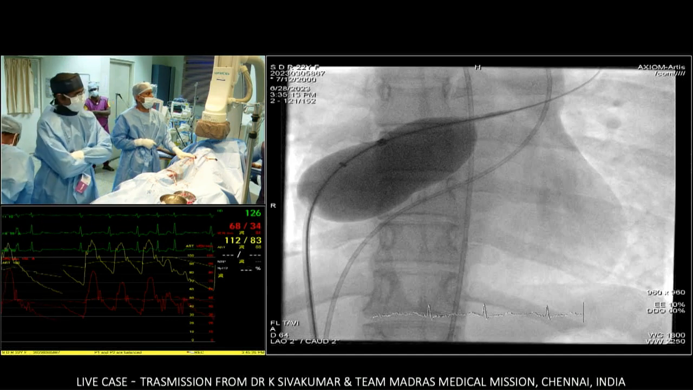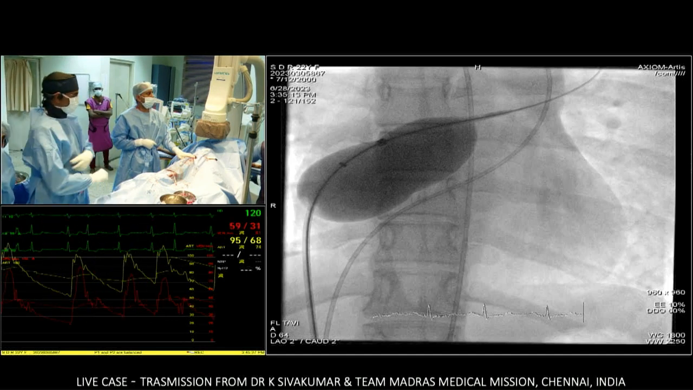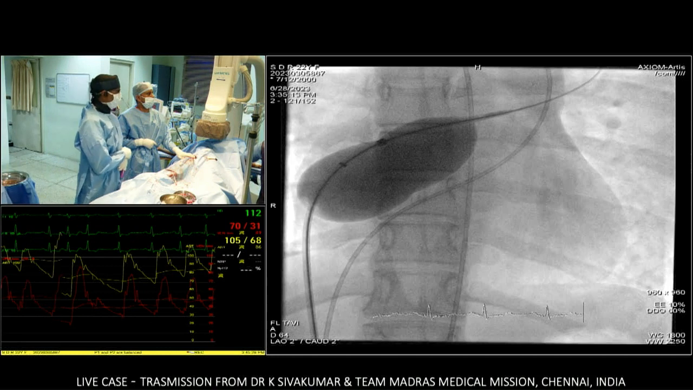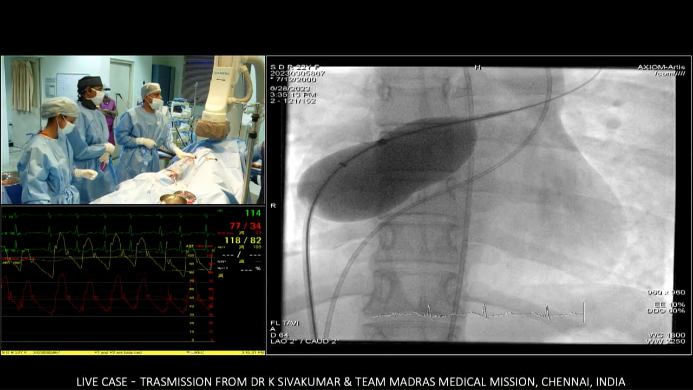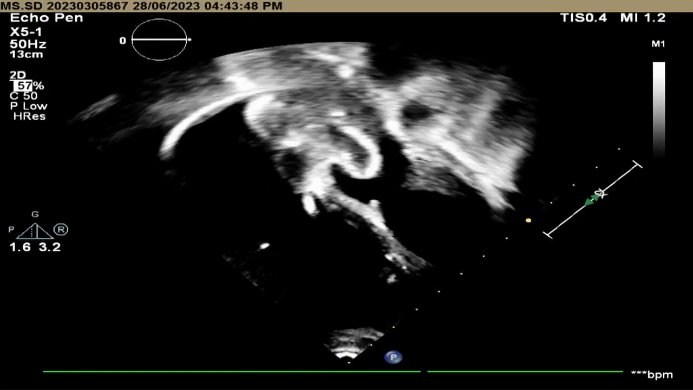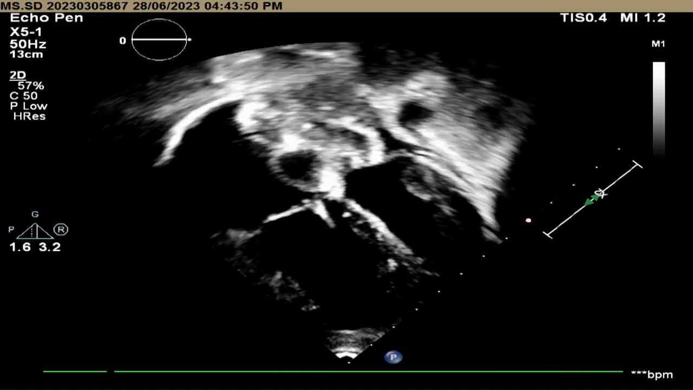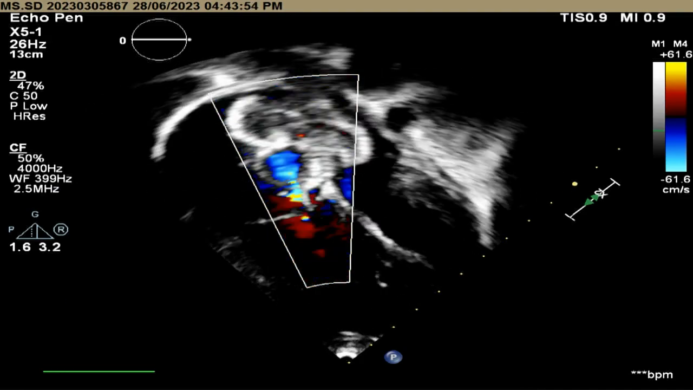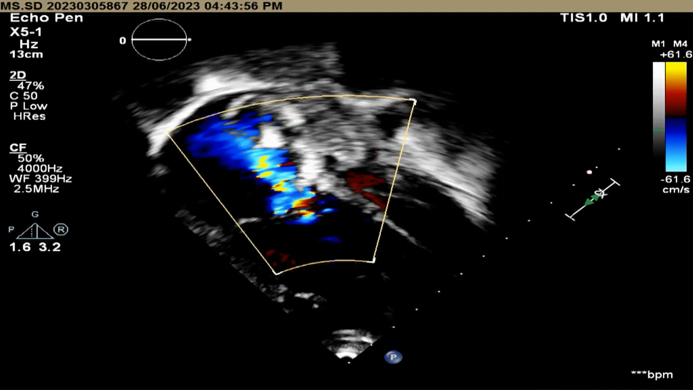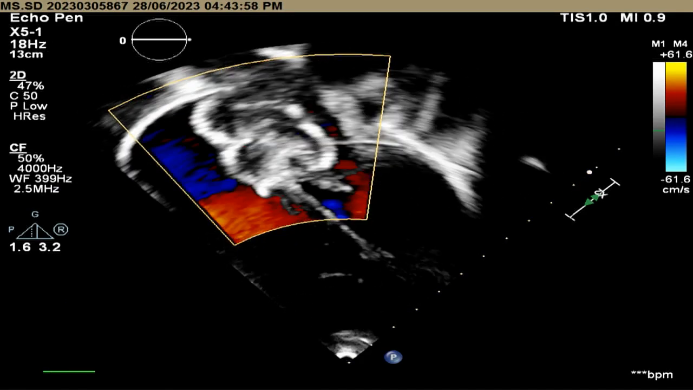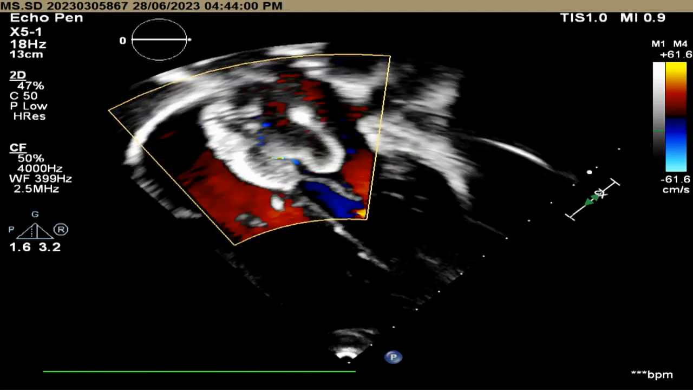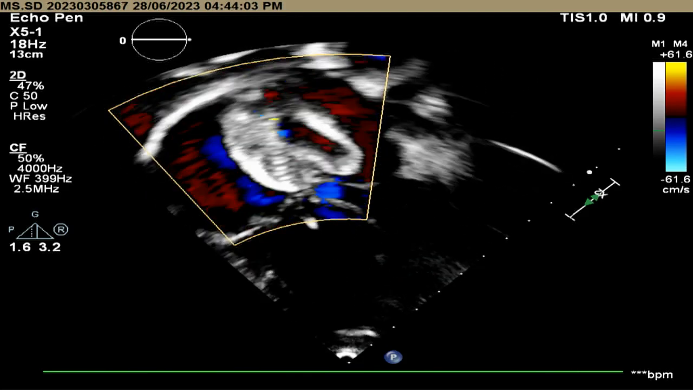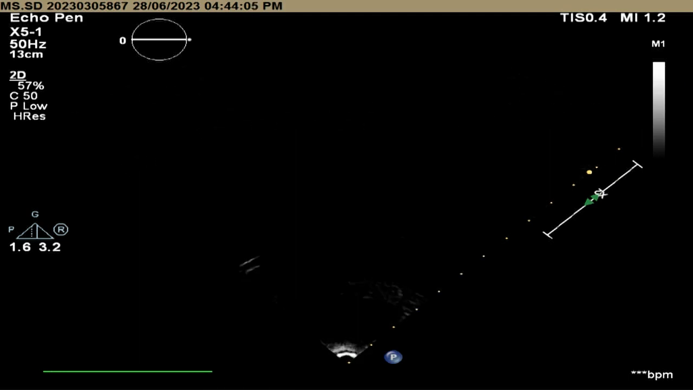So now Srija is getting the echocardiogram. Make the echo bigger. Wow, looks a bit bulky, isn't it? Yeah, it's close to the mitral valve, isn't it? Yeah, we will try to show you all the valves and their relationship.